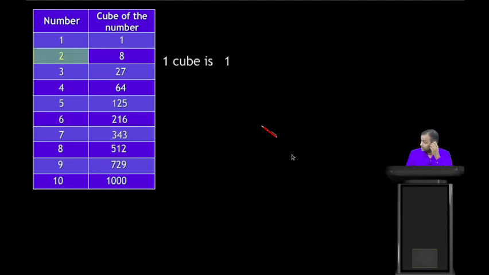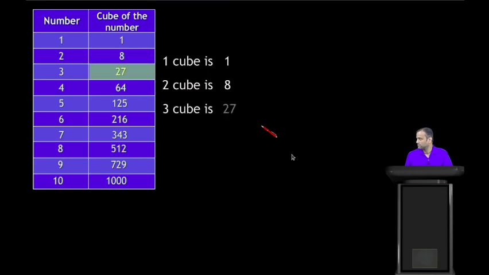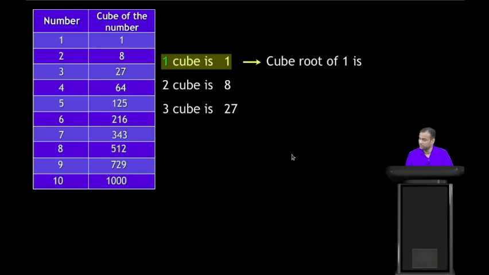Now 1 cube is 1 and 2 cube is 8. We already know. Then what is 3 cube? Yes, 3 cube is exactly 27. Then 4 cube is 64. So these are the numbers. So 1 cube is 1. What about the cube root of 8? So the cube root of 1 is, yes, 1.